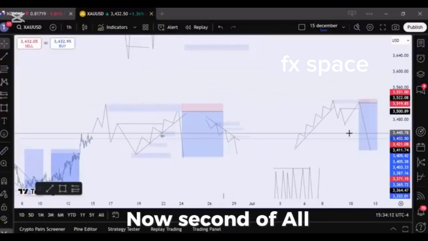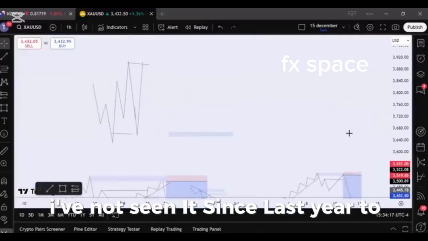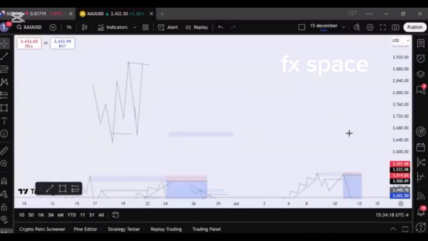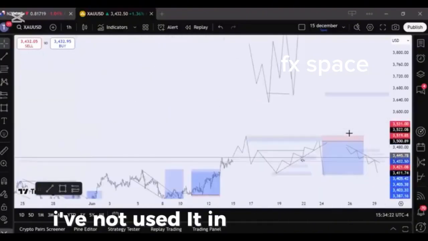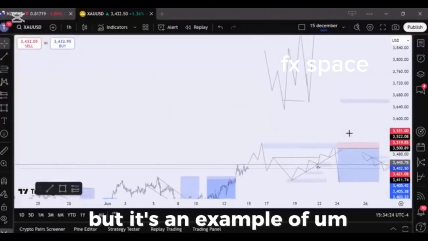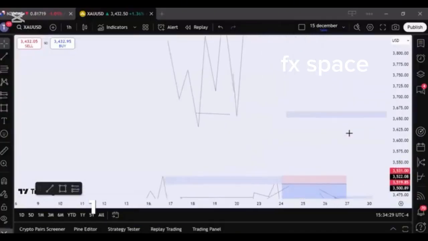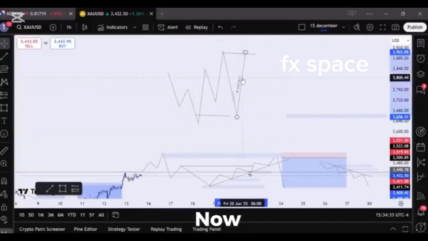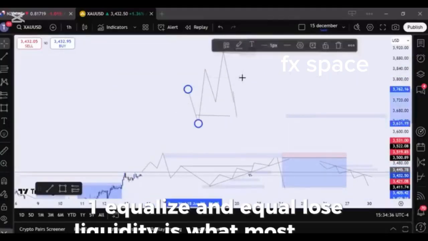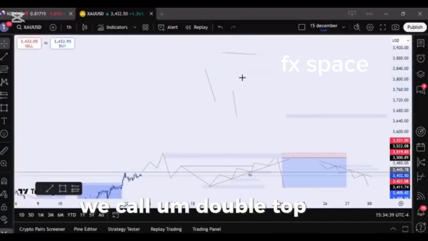Now, the second type of liquidity that we have is not that common. I've not seen it since last year to this year, but it's also a type of liquidity. It's not on the chart here because I've literally not seen it. I've not used it in 2 years now. But it's an example of a type of liquidity we have, which is what you call equal highs and equal lows liquidity. Equal highs and equal lows liquidity is what most traders call double top and double bottom.